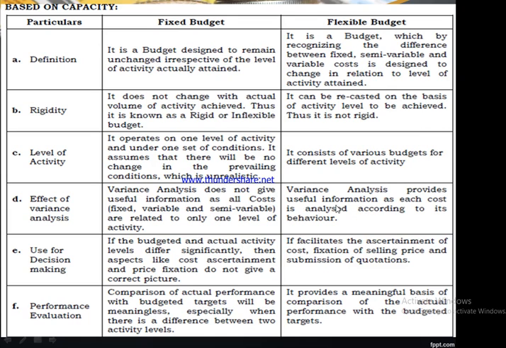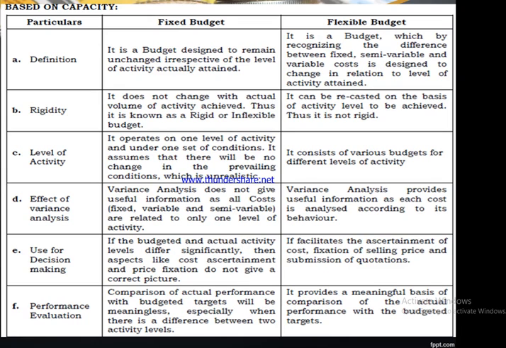Variance analysis provides useful information as each cost is analyzed according to its behavior. This is another interesting point that we can note down in the flexible budget. When it comes to decision making, it facilitates the ascertainment of cost, fixation of selling price, and submission of quotations. Especially this is very important when we are getting an order. For example, presently the company is manufacturing just around 10,000 units.